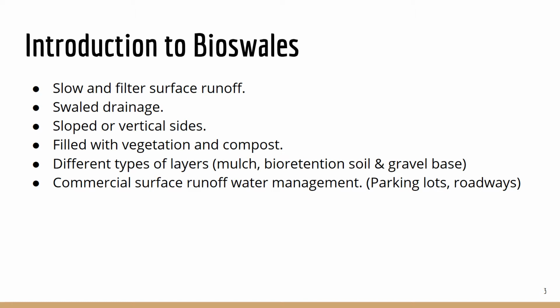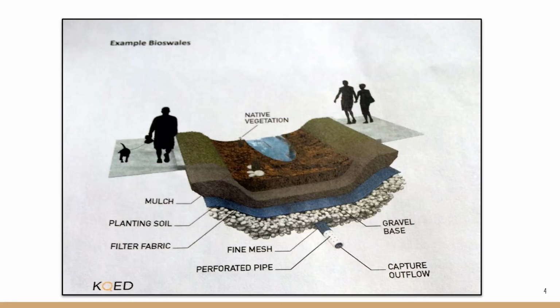Bioswales are designed to concentrate or remove debris and pollutants from stormwater runoff. They have swaled drainage with sloped or vertical sides and are filled with vegetation and potentially engineered soil mix. Bioswales can include multiple layers such as mulch, engineered bioswale mix, and a gravel base. Layers vary depending on design. Bioswales tend to be used for high volumes of runoff.